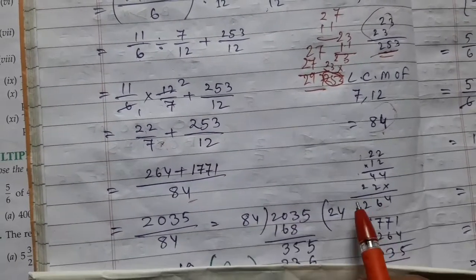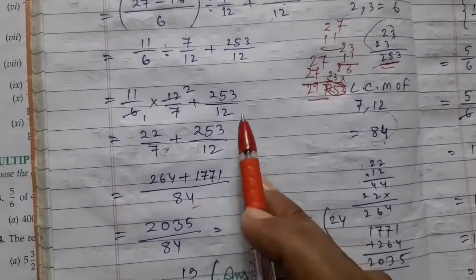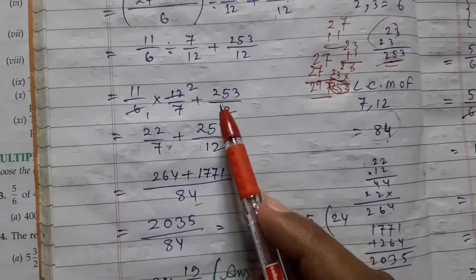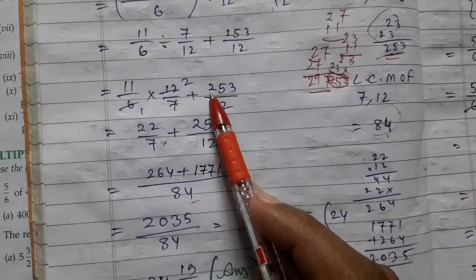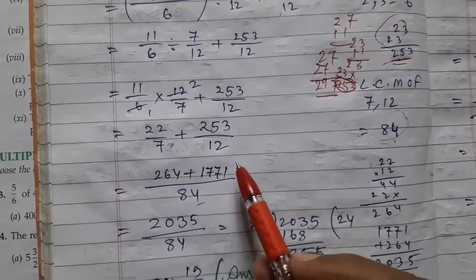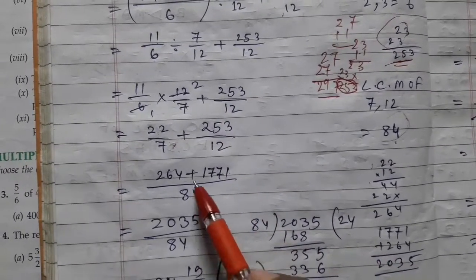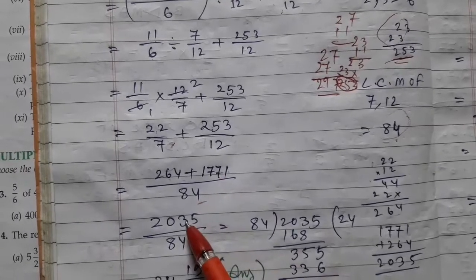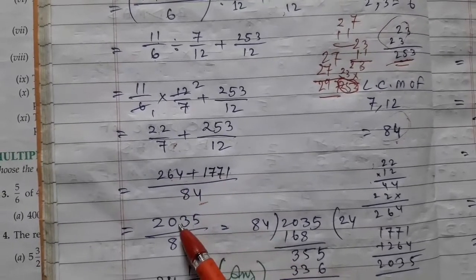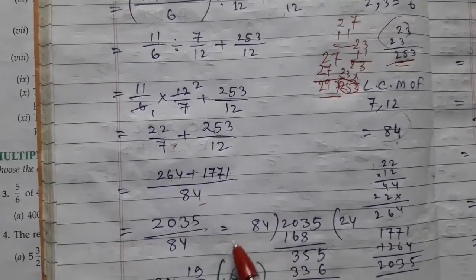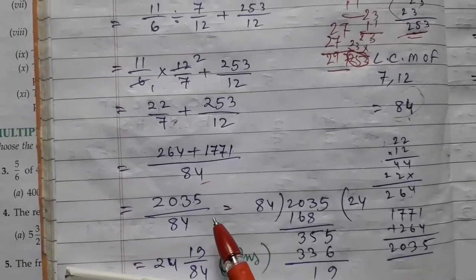253 multiply 7. Okay. 7 threes are 21. Carry 2. 7 fives are 35. 35 plus 2, 37. Carry 3. 7 twos are 14. 14 plus 3, 17. Clear? 4 plus 1 is 5. 6 plus 7 is 13. Carry 1. 7 plus 1 is 8. 8 plus 2 is 10. Carry 1. 1 plus 1 is 2. Clear? We have an improper fraction.